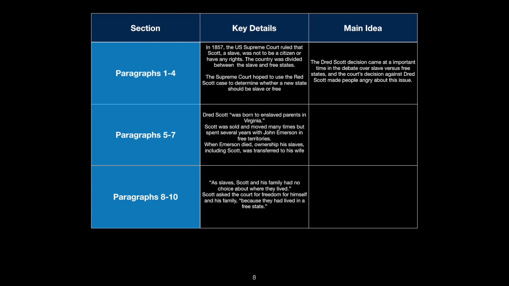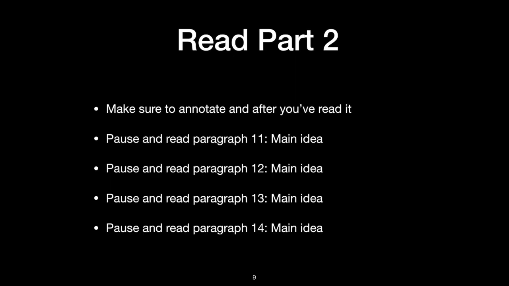Now let's read the key details for paragraphs 8 through 10. As slaves, Scott and his family had no choice about where they lived. Scott asked the court for freedom for himself and his family because they had lived in a free state. So what's the main idea there? Write it there. All right, so that was the end of part 1.